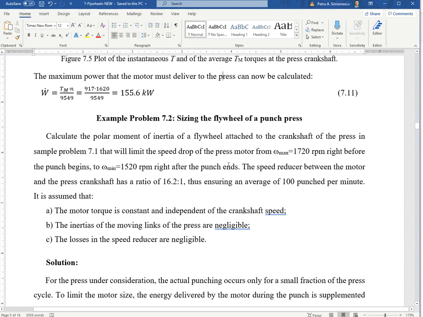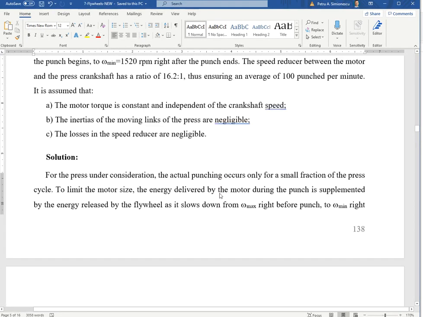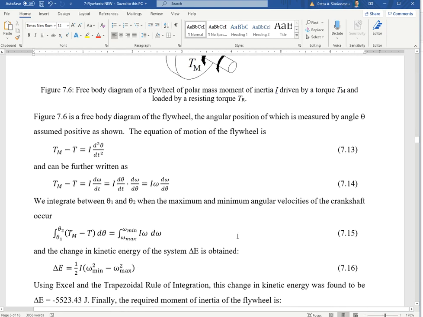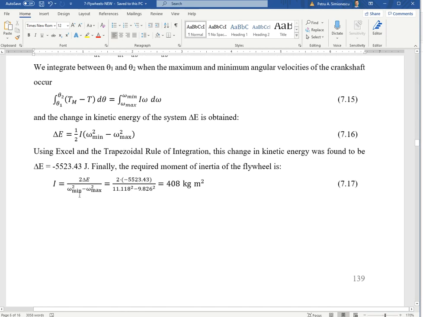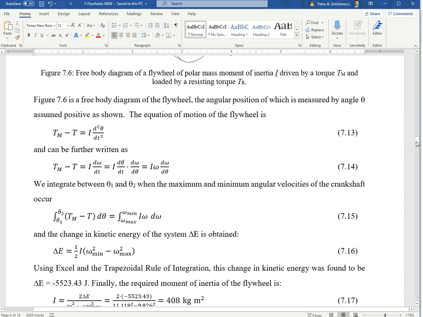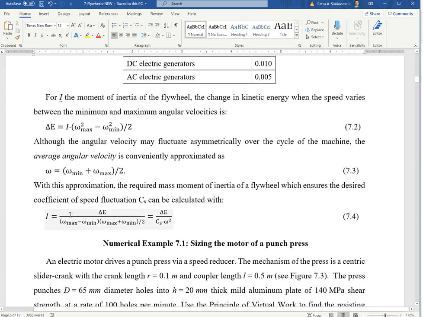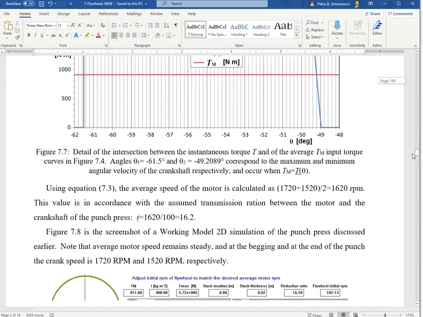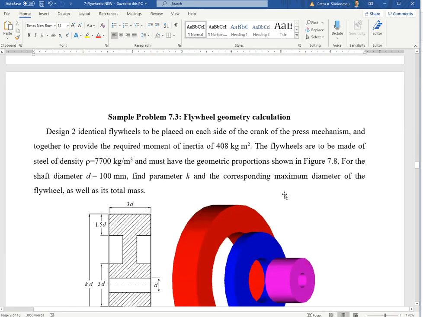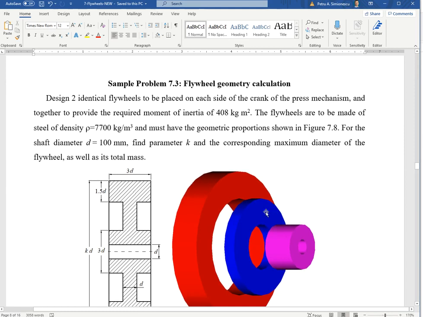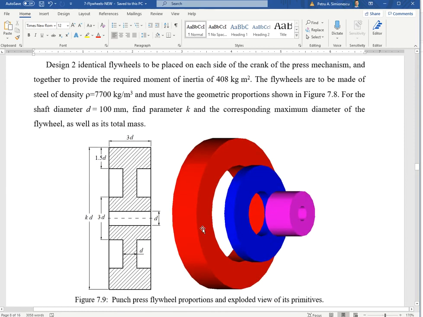One is to actually size the flywheel, and again we've been through this. Once you know delta E, you can calculate the required moment of inertia for a given coefficient of speed fluctuation. I used not the final formula but rather equation 7.2, the second equation, and then it's a matter of actually designing the flywheel.